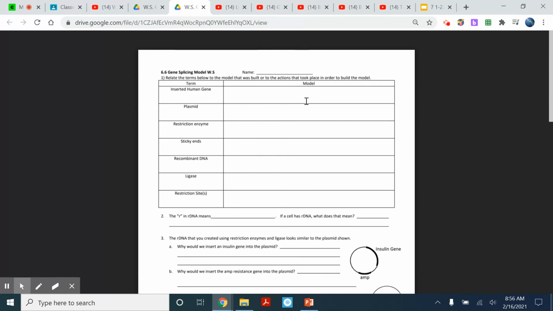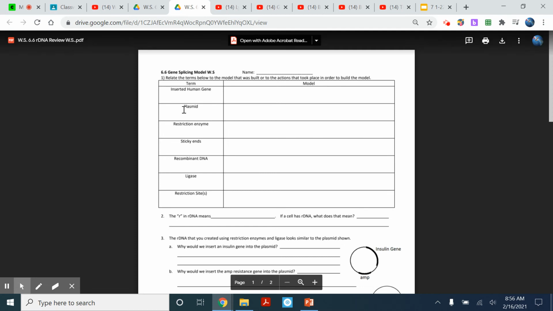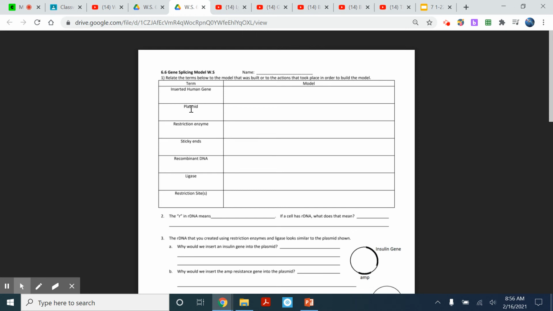Insulin, the insulin gene. By the way, you can only answer twice, and then someone else in your class has to answer. So you can write that in our model, the inserted human gene was the insulin gene. Okay, let's consider the plasmid. The bacteria DNA? Yeah, the original circular bacteria DNA.